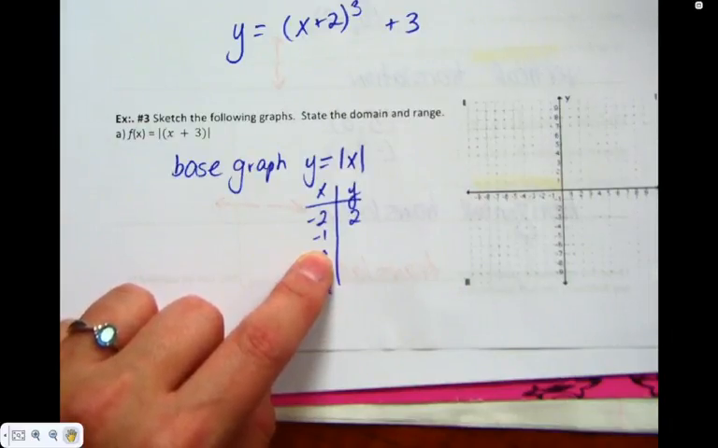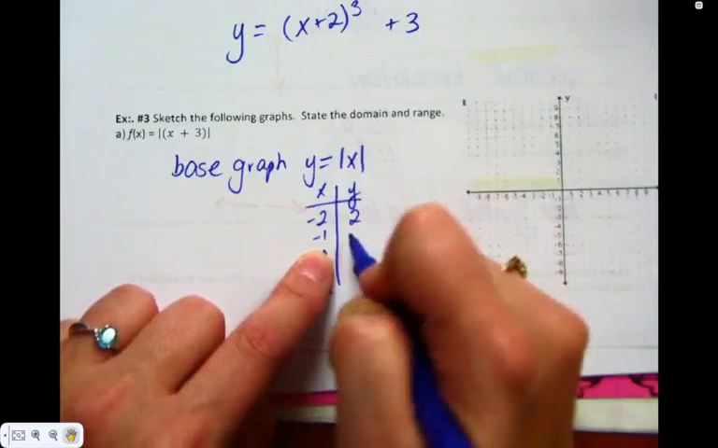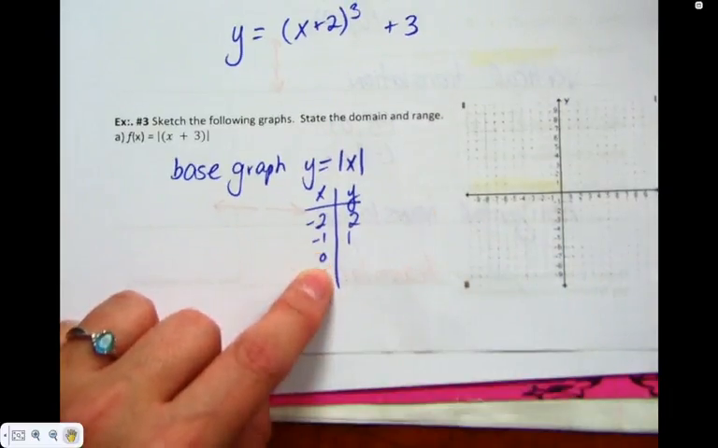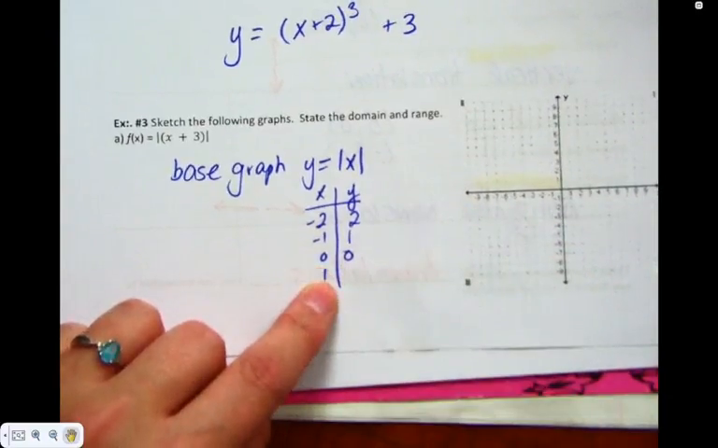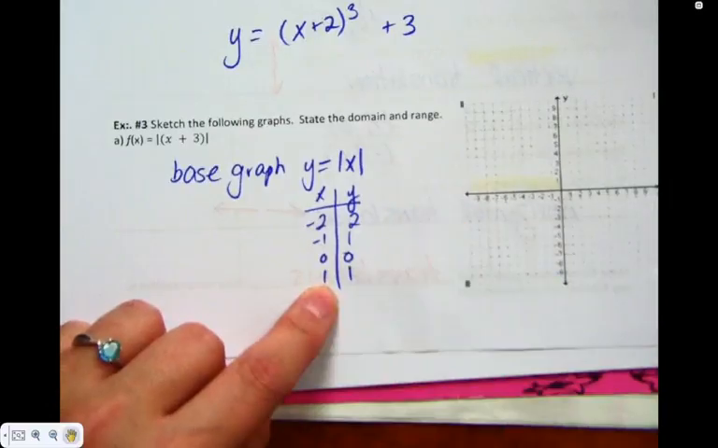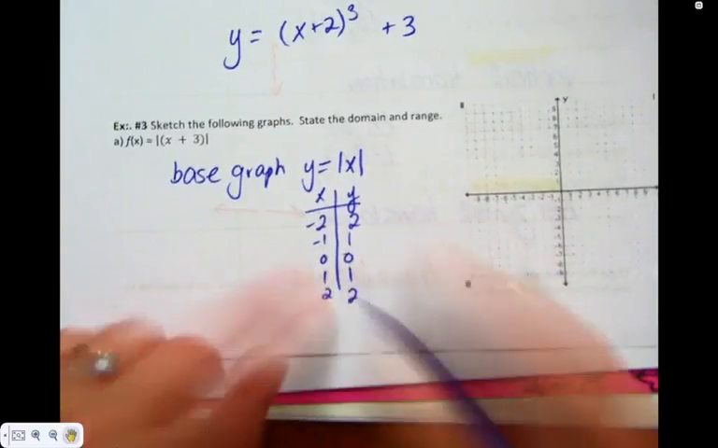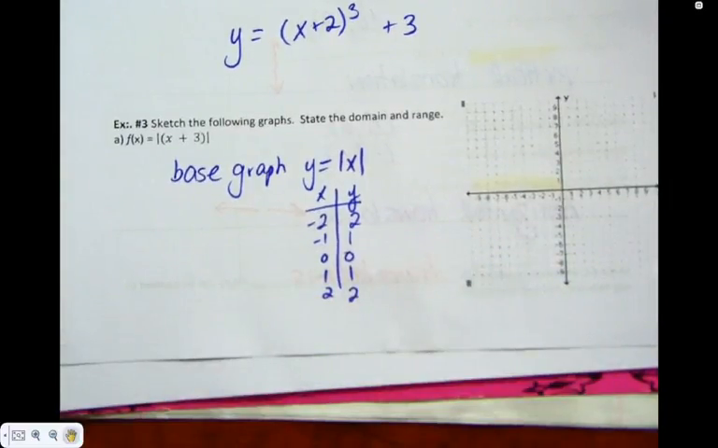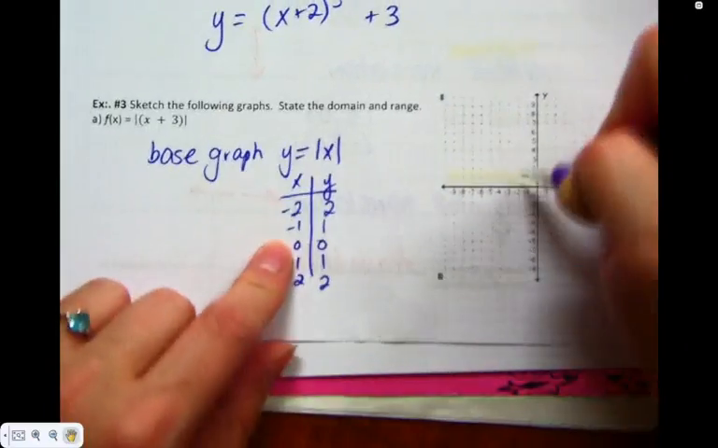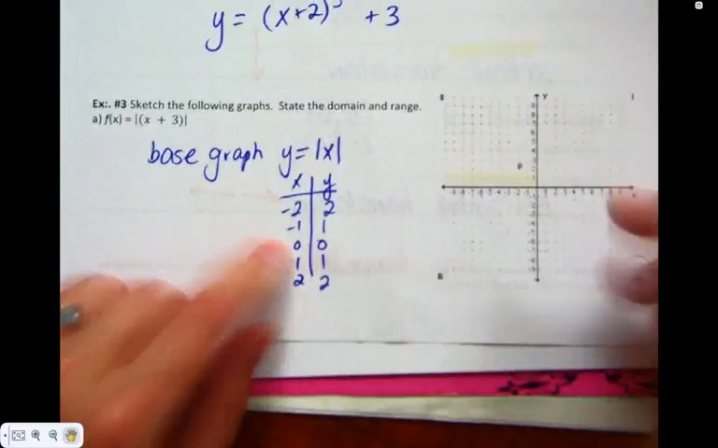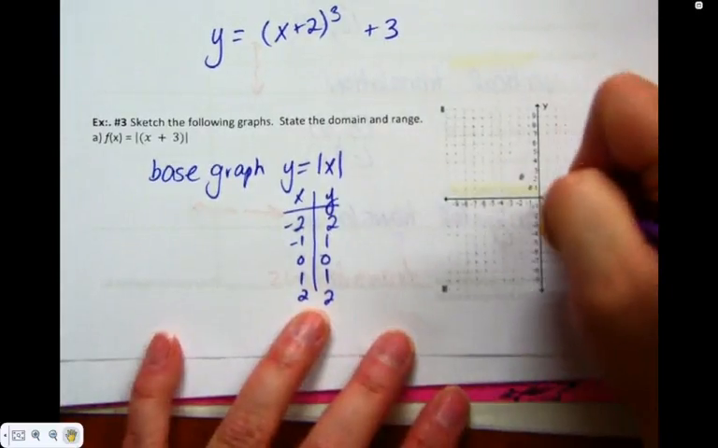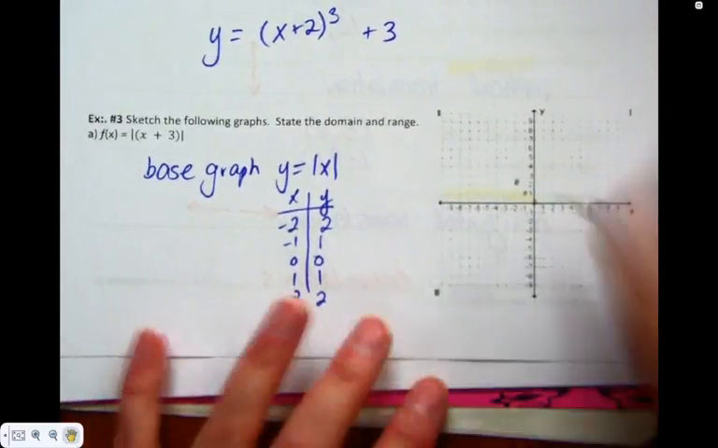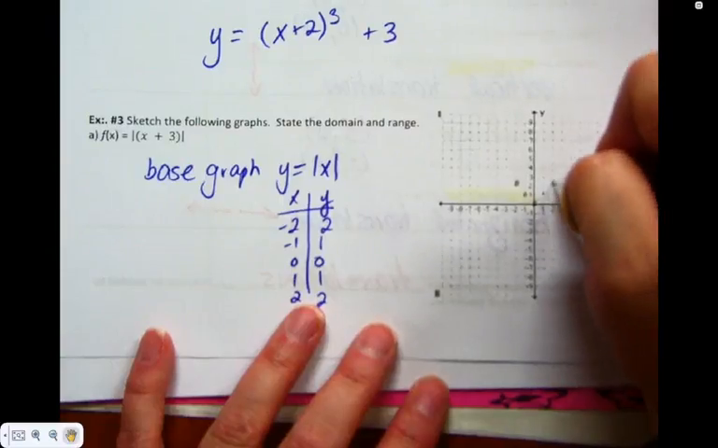No, it's all good. Absolute value of -1? 1. Absolute value of 0, how many units between 0 and 0? Big fat 0. Absolute value of 1. And absolute value of 2. Is that kind of coming back? Okay, so let's just graph these points. So -2 and +2, -1, +1, 0, 0, 1, 1, and 2, 2.